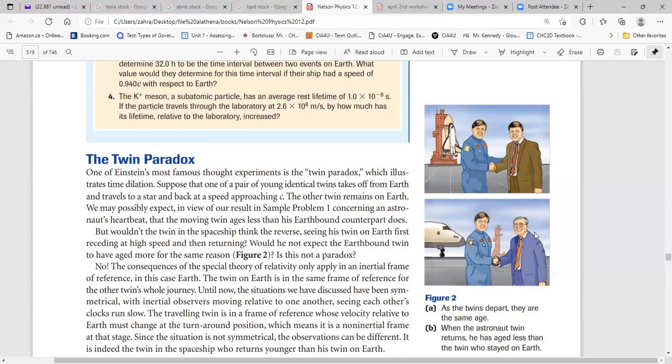It means the time is very different for both of these. For example, he feels the time is 1 year passed, but the person here will feel the time to be 100 years. So this is time dilation.